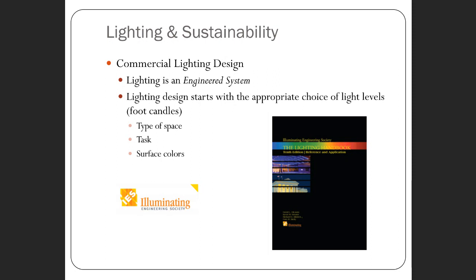So in the case of a lighting system, we have to choose the appropriate light levels to design for. The foot candles has to do with the type of space, the usage of that space, what is going on in that space, the task, as well as the surface colors, right? What color is the wall? What color is the wall going to be painted? What colors are the carpeting? What colors are the systems furniture? All these things are accounted for with good lighting design.